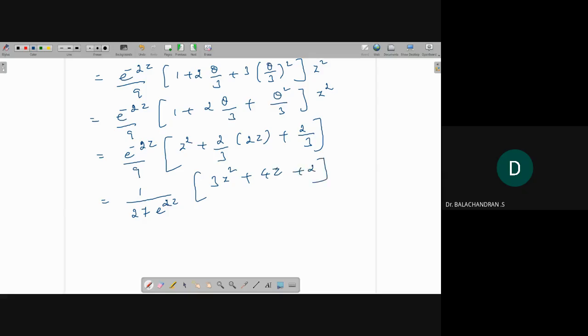Now write everything in terms of x. So 1 by 27, e power minus 2z is x to the power minus 2, into 3 times z, which is log x, squared, plus 4 into z, which is log x, plus 2. So now this is your particular integral. Final answer: y is equal to CF plus PI.